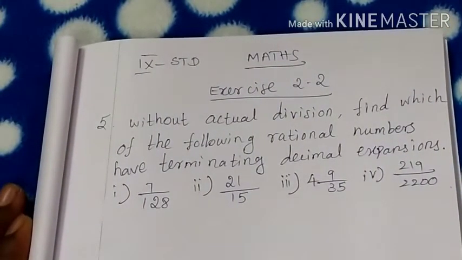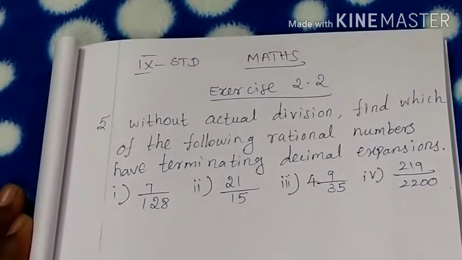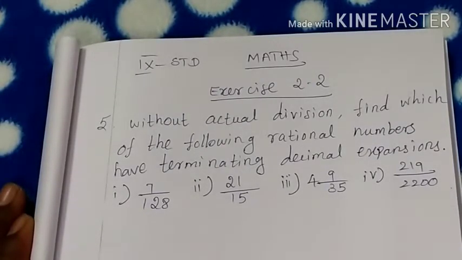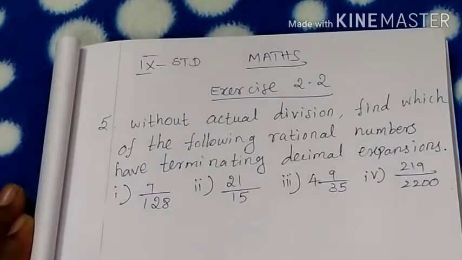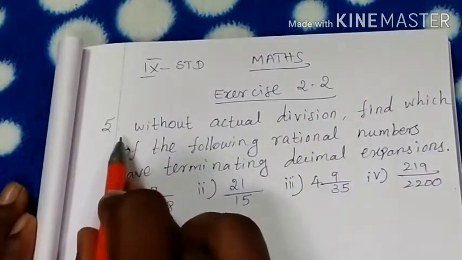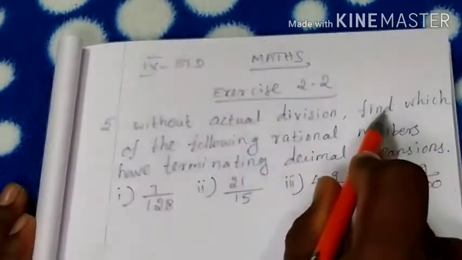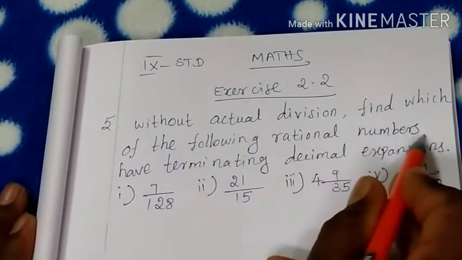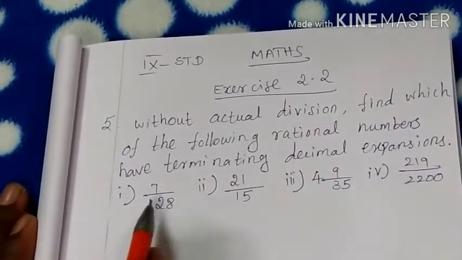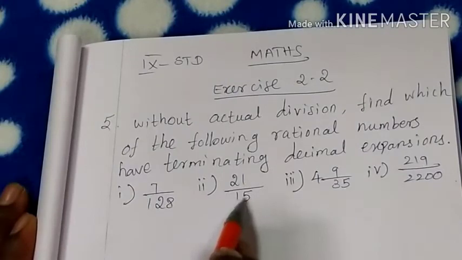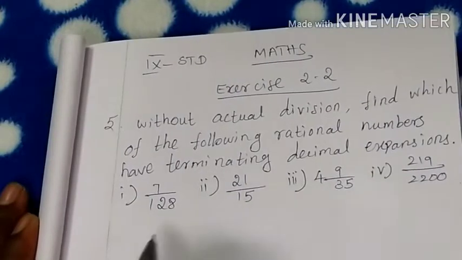Welcome to Maths class. In this class, we are going to see how to find the decimal expansion without actual division. Last class we discussed the actual division method to find the decimal expansion. So, exercise 2.2, the fifth question: without actual division, find which of the following rational numbers have a terminating decimal expansion. This is your question. The first subdivision is 7 by 128, and 21 by 15 is the second. So this is your question.